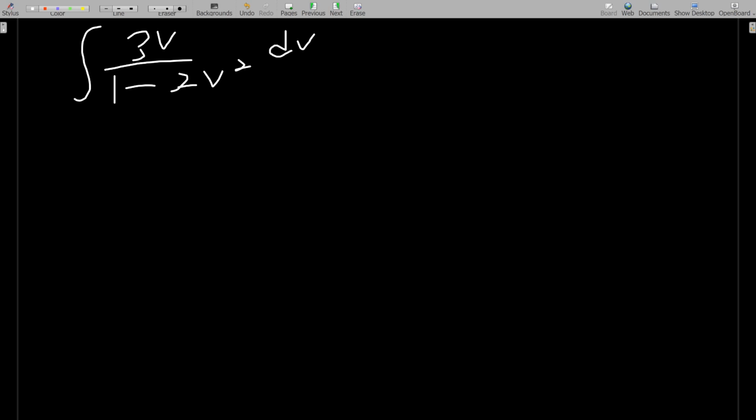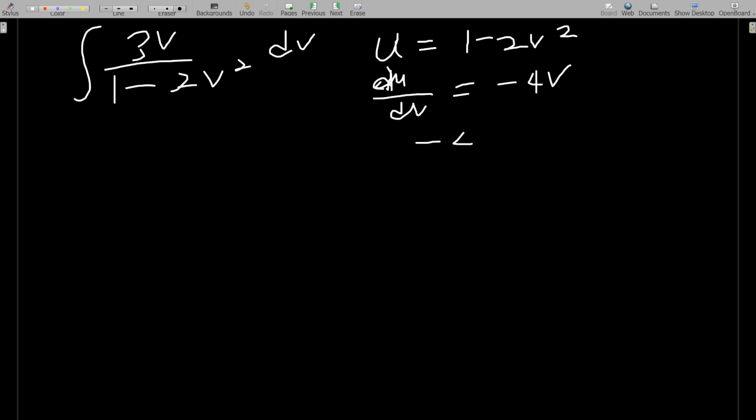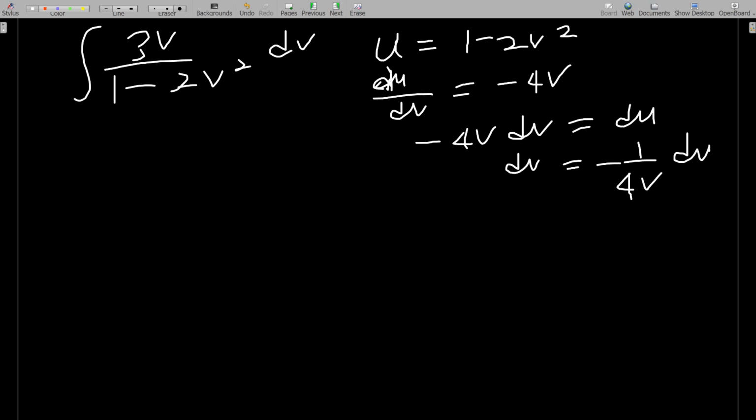Now here you let u be equal to 1 minus 2v squared, and then du dv will be equal to minus 4v. So making dv the subject, you have minus 4v dv is equal to du. I hope you can see what I'm doing. So dv is simply minus 1 over 4v du. I hope you get this.